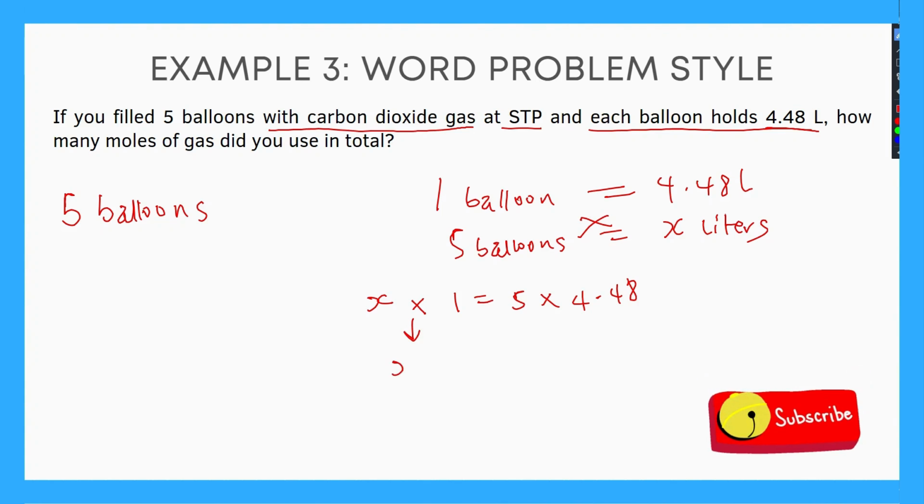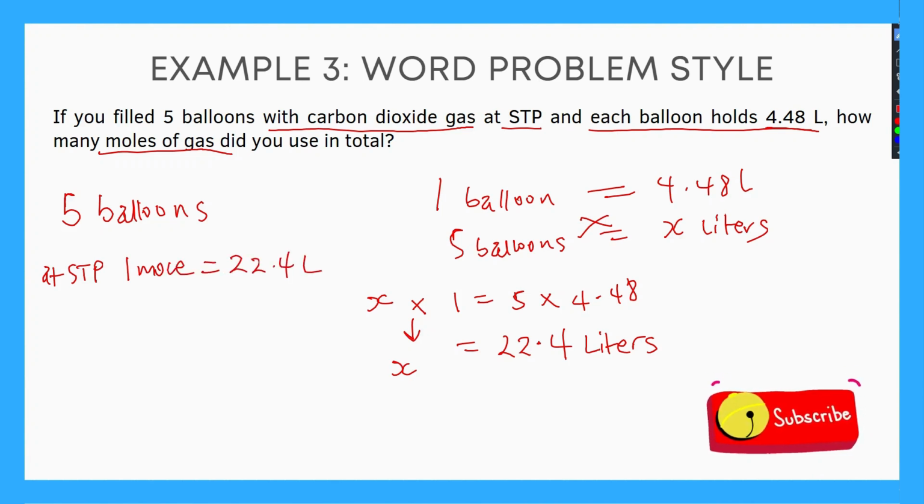X times 1 gives us X. 5 times 4.48 gives us 22.4. This is the total volume that we have, 22.4 liters. Now that we have the total volume, we can convert it into number of moles. Remember, at STP, 1 mole of a gas occupies 22.4 liters. So now we have 22.4 liters over here. So X moles will now occupy 22.4 liters.